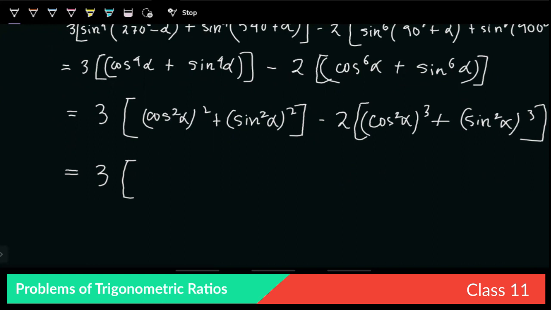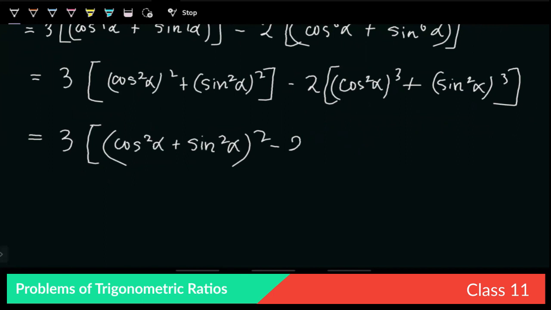So what is the formula of a square plus b square? It is a plus b whole square minus 2ab. Here a is cos square alpha and b is sine square alpha. So it is (cos square alpha plus sine square alpha) whole square minus 2 into cos square alpha into sine square alpha.